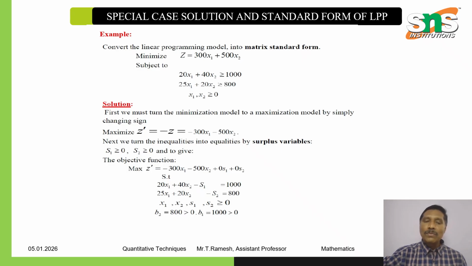Therefore the standard form is: maximize z star is minus 300x1 minus 500x2, subject to the constraints 20x1 plus 40x2 minus s1 is equal to 1000, and 25x1 plus 20x2 minus s2 is equal to 800, and the non-negativity conditions x1, x2, s1, s2 are all greater than or equal to 0. So it is the standard form of LPP.